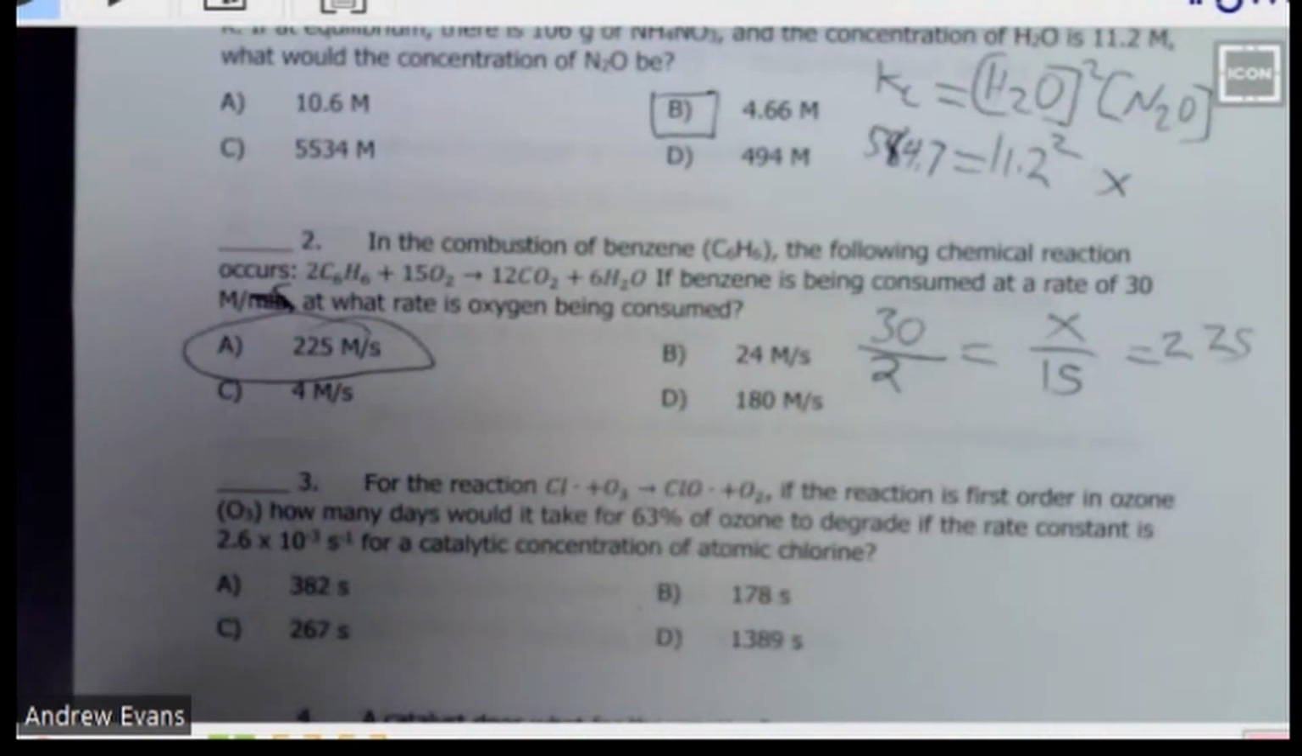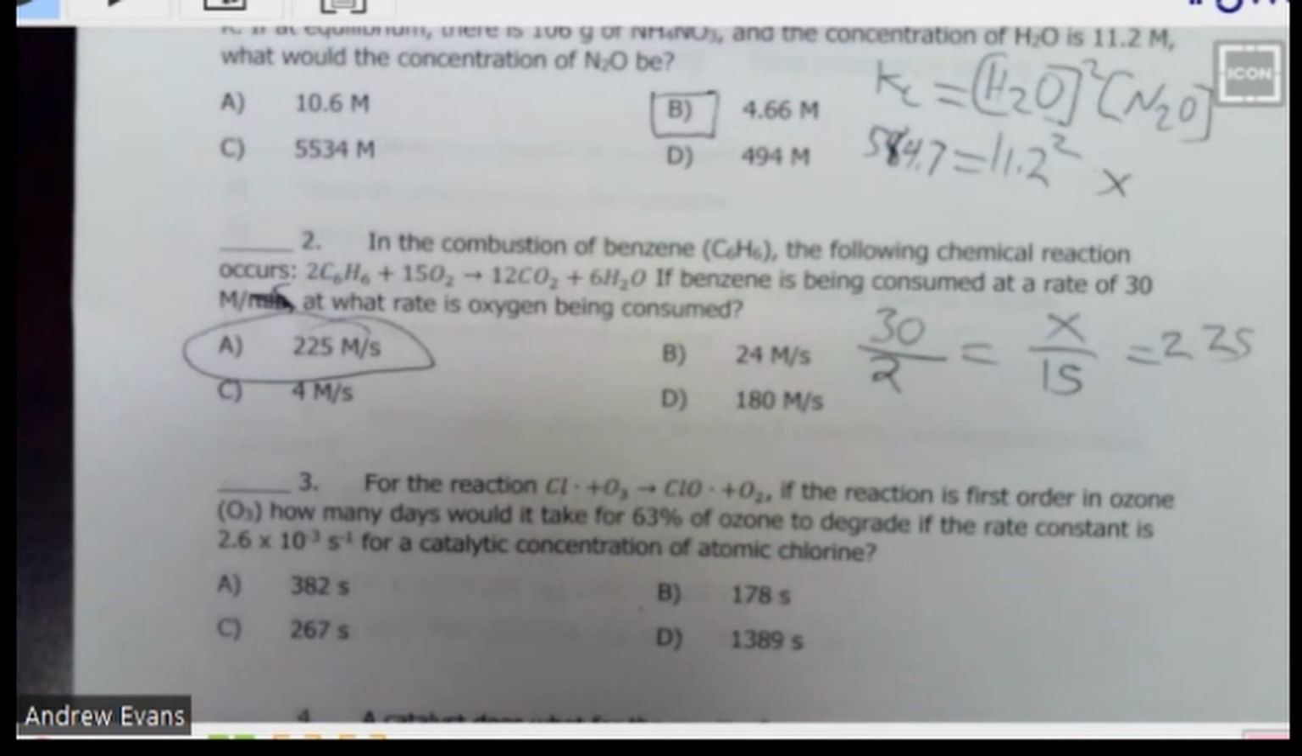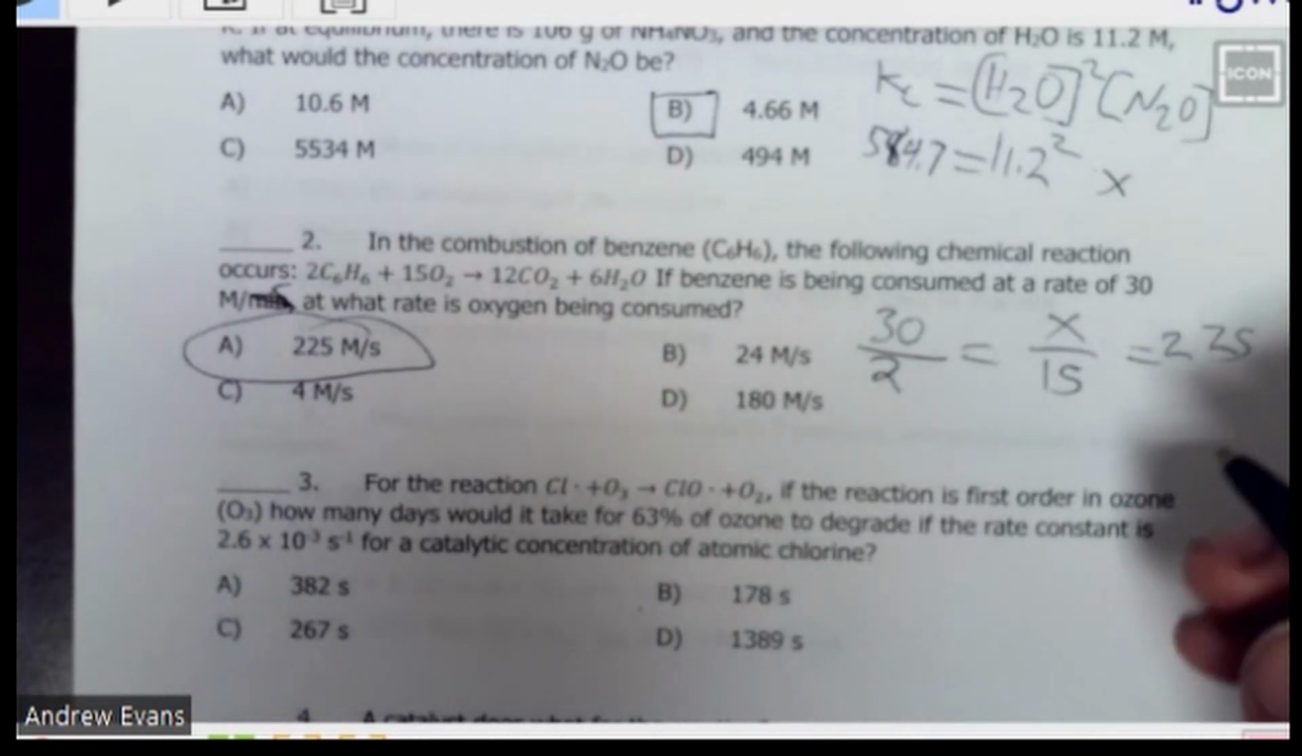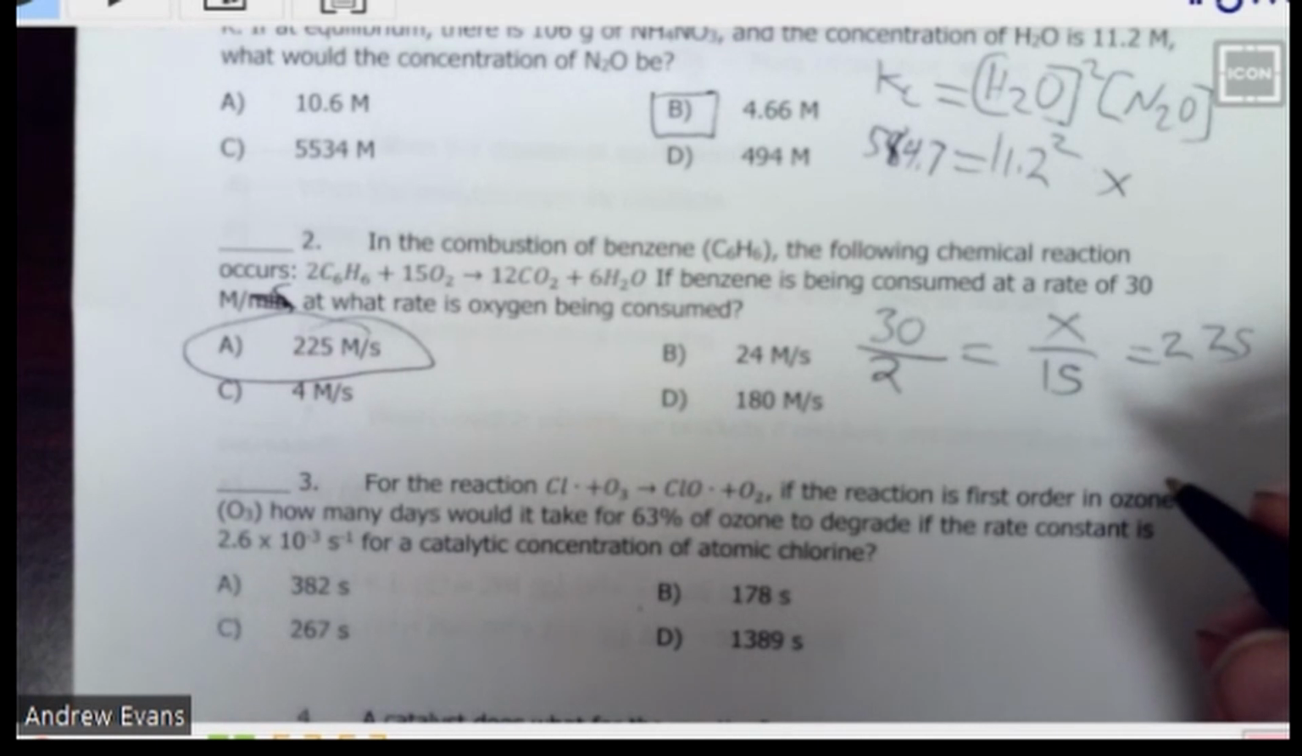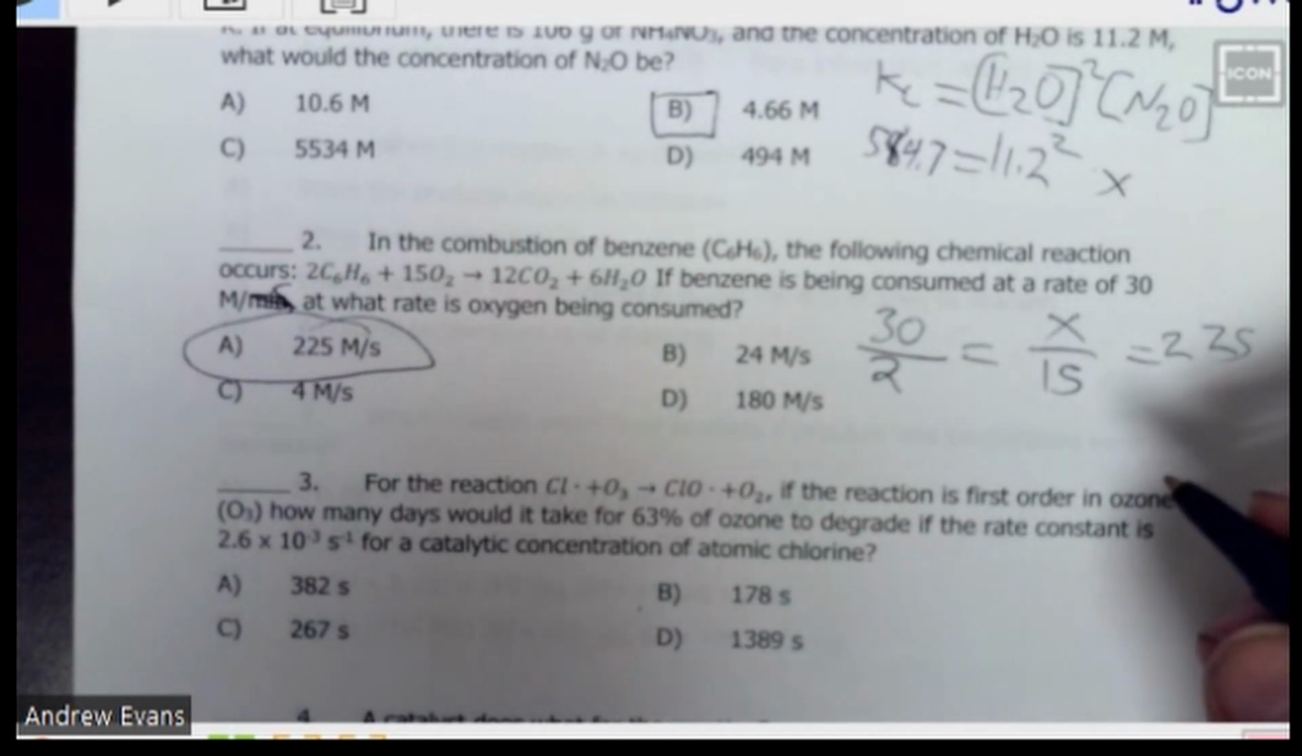However, if you tried to turn minutes into seconds, say 225 molarity per minute, well, in 1 minute, there's 60 seconds. So if you divide by 60, you get 3.75. At best, you would be able to get C. However, this is supposed to be a so easy one. How could you get so far off? I mean, there shouldn't be that big of a rounding error, but goofed on my part either way.